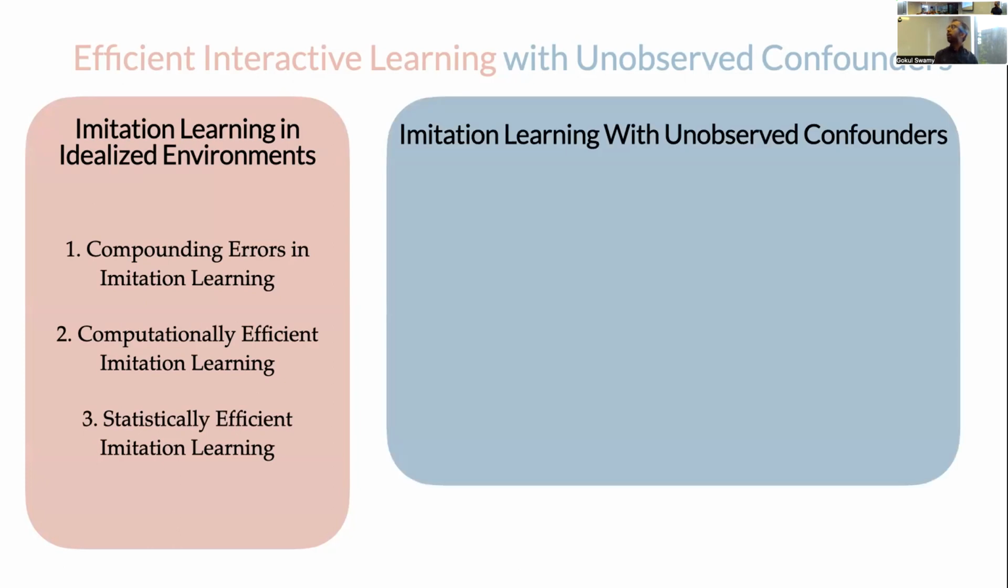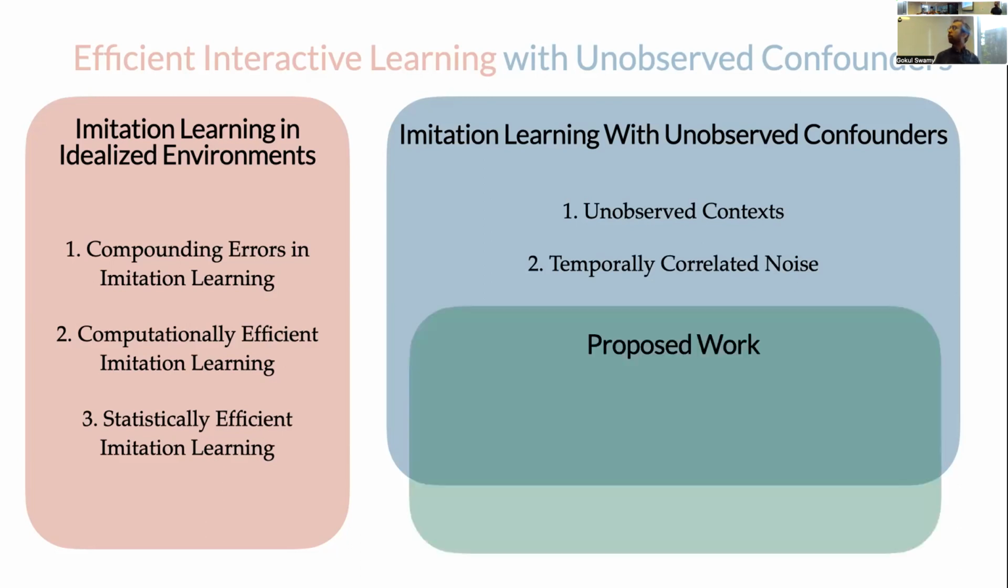Then I'm going to talk a little bit about trying to do imitation learning when there are unobserved confounders in your data generating process. I'll get into a little bit more about why this is important in a bit, but I'm going to be talking about two different kinds of unobserved confounders. One is privileged information the expert has access to, but the learner does not. And next is temporally correlated noise in the demonstrations.